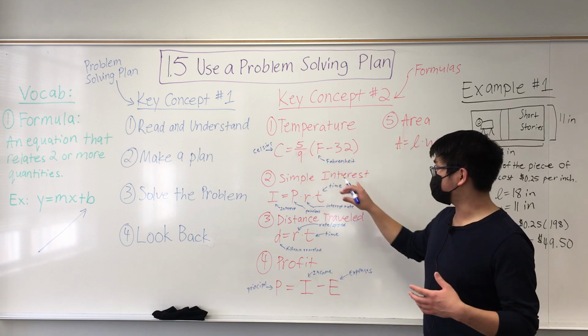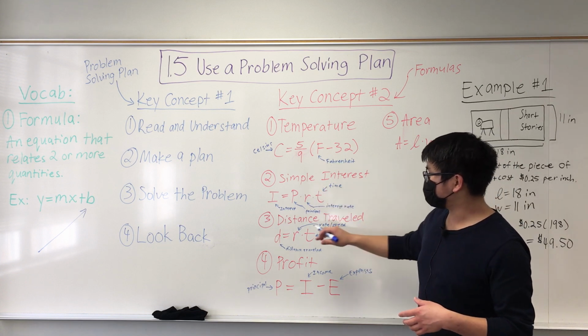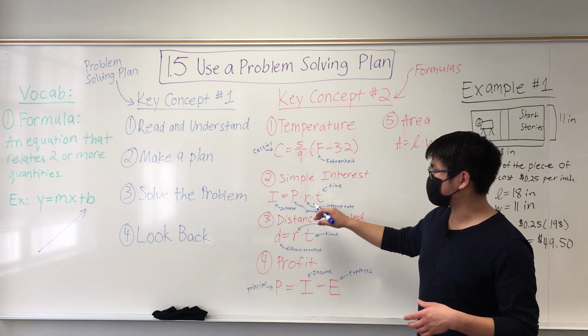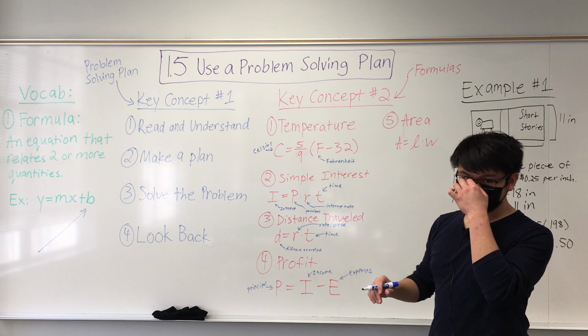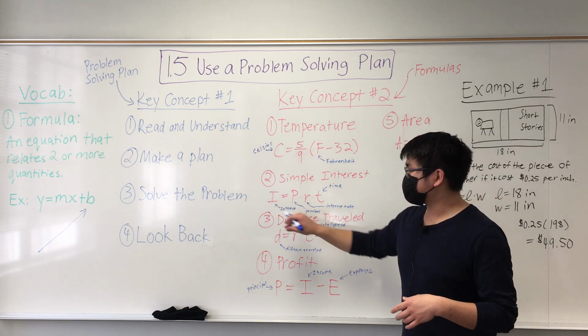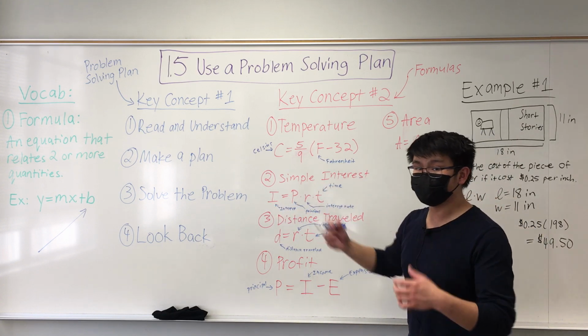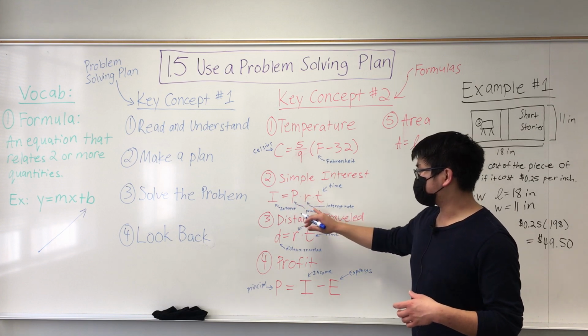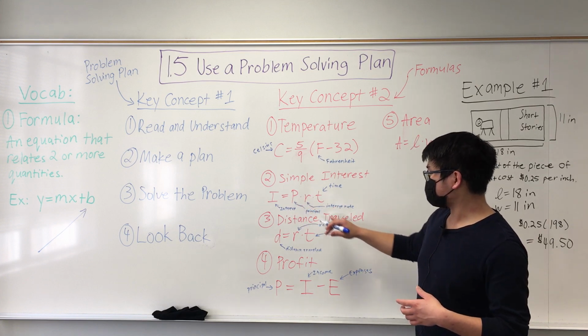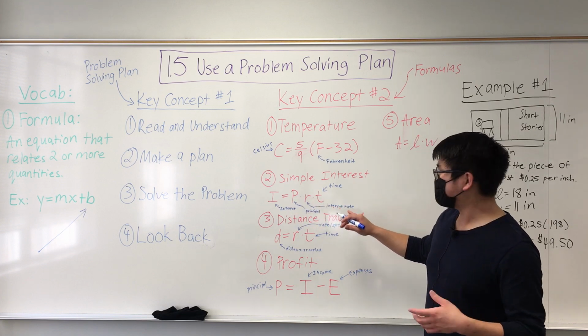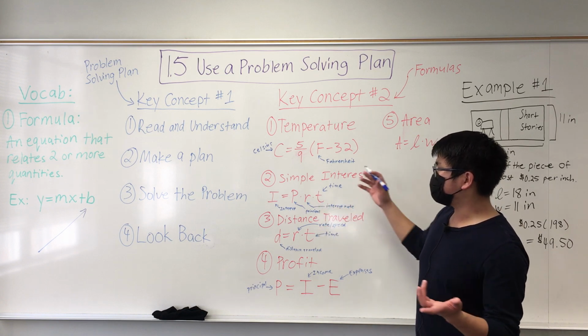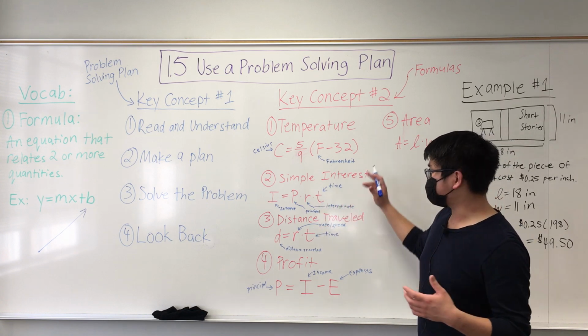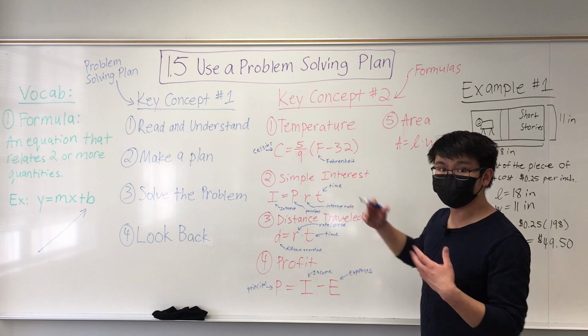It's about simple interest, right? So simple interest right here. We have I is equal to P times R times T. So let's break that down too. I stands for interest, right? So we're trying to find the simple interest. And then the P here stands for principal, R stands for interest rate, and T for time. So if you're given a problem to solve for simple interest, you would use this formula to solve it.